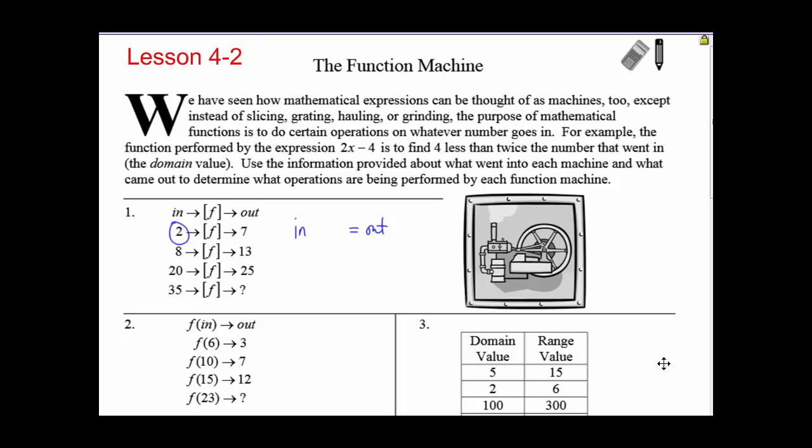If you notice, each time we're adding 5. So if we put something in and we add 5, then we get our output. So if we input 35 and add 5, you get 40. So our new answer over here is 40.